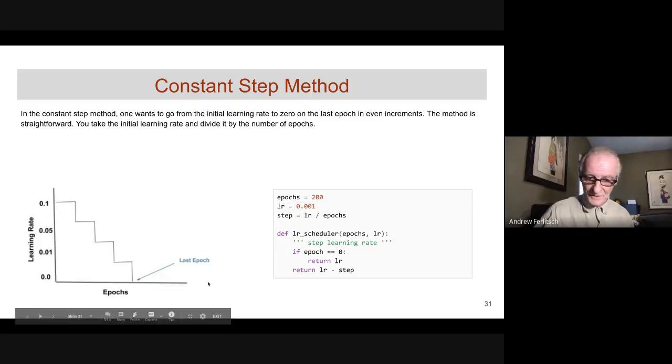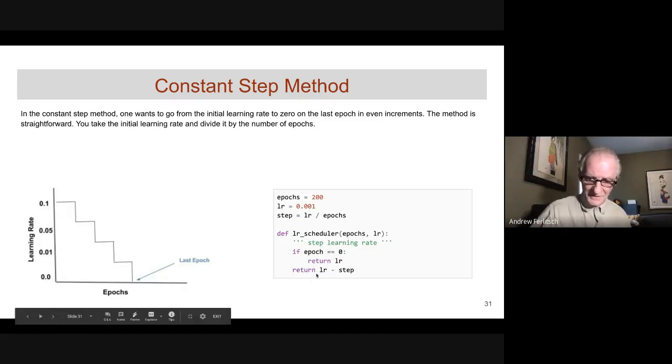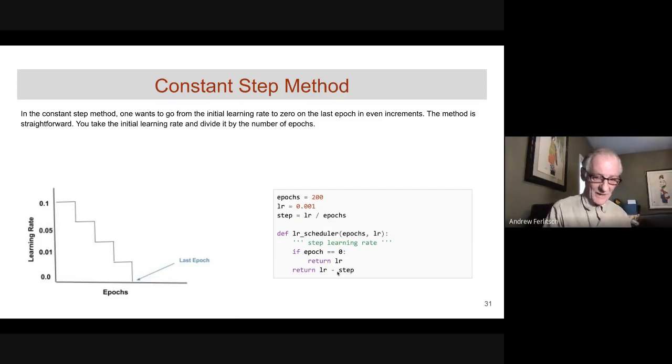So here's a little bit of code that shows that. Let's say I had 200 epochs. That's my learning rate. So my step is going to be the learning rate divided by the epochs. Then after every epoch, my learning rate scheduler is called, and it simply decreases the learning rate by the step. And on the very last epoch, the learning rate will be 0.